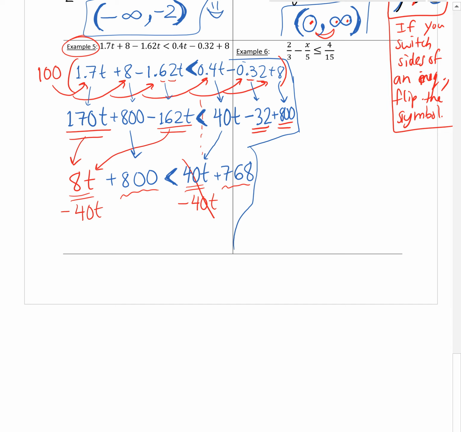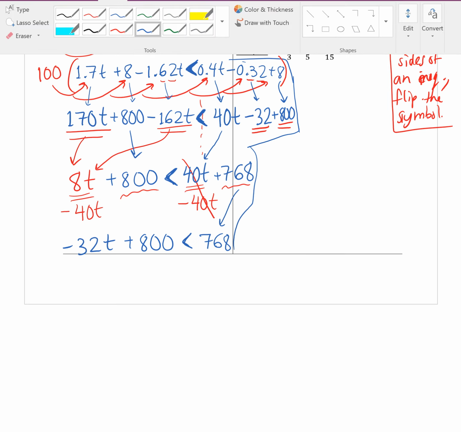40t minus 40t is nothing. That's gone. All right, let me see. I'm going to write down what I have now. That's 8. Oh, I'm not supposed to subtract them. Hello. I was just going to write them again the way they were. 8 minus 40 is negative 32t. Is that true? Yeah. Plus 800. And again, I did subtract just now, but I didn't multiply or divide by a negative, so I still don't need to flip the inequality. All that's left on the right side now is 768.